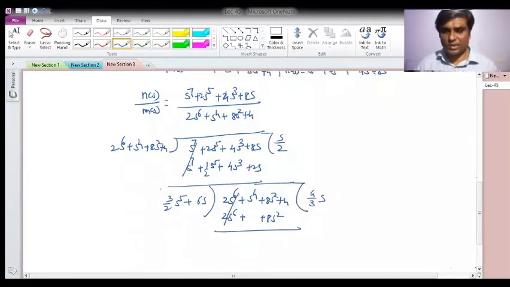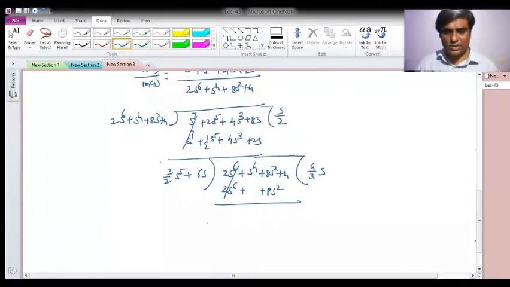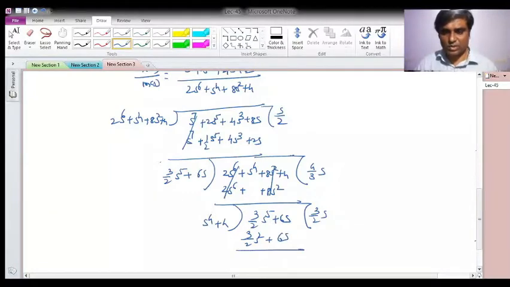So what is the remaining term now? It will be s raised to 4 plus, this also cancelled, so plus 4, and this will be 3 by 2 s raised to 5 plus 6s. So if I divide that this way, it will be 3 by 2s, so it is 3 by 2 s square plus 6s. Okay, so you see that this has been terminated.